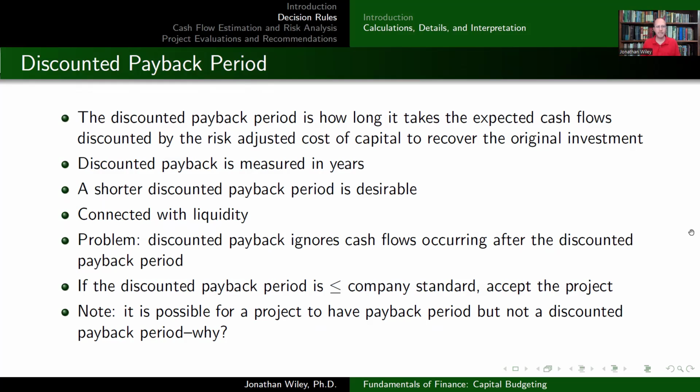And as I noted, it is possible for a project to have a payback period where, on a raw cash flow value basis, the project gets its money back. But it's also possible that in that scenario it might not have a discounted payback if, once I factor in the time value of money, the present values are too low to actually get the money back in terms of value today. So that is a possible outcome for discounted payback.